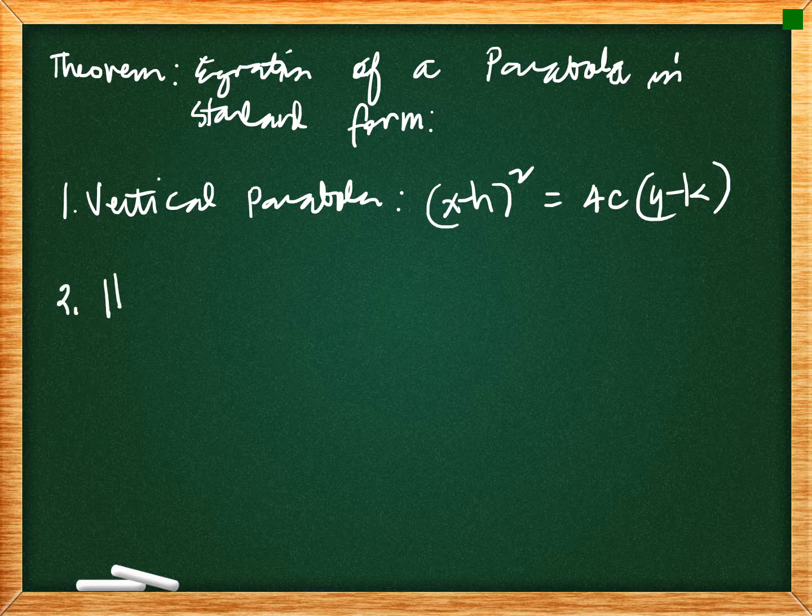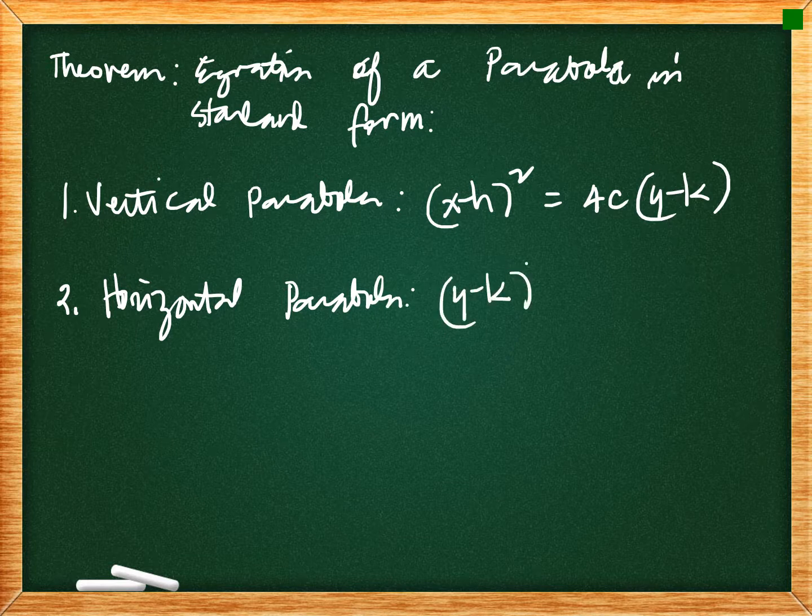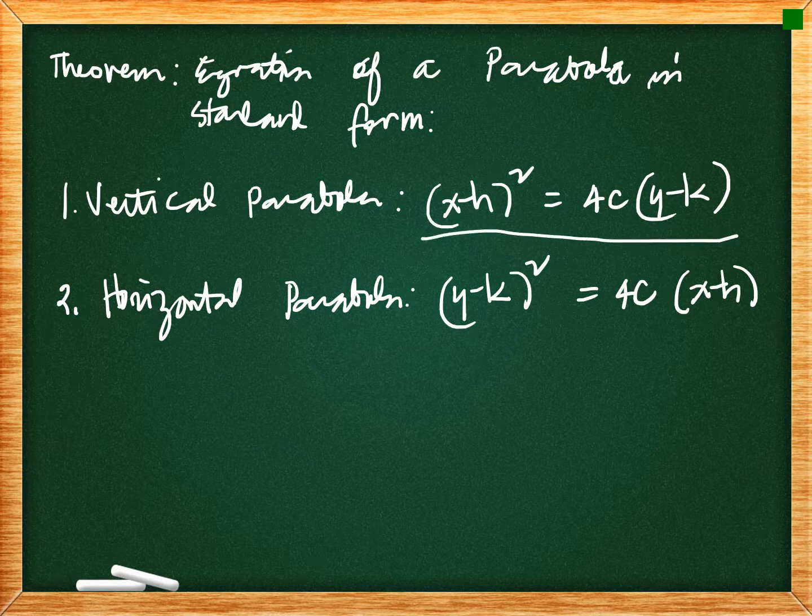And our horizontal parabola would have the equation y minus k quantity squared equal to 4c times x minus h. Again, the c here is the directed distance from the vertex to the focus, and if the graph opens to the left, then c would become negative. And these are the equations of our parabola in standard form. For the vertical parabola, it would be this, and for the horizontal parabola, opening to the right or to the left, this would be the equation in standard form.